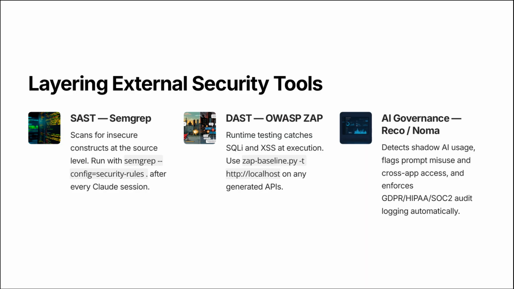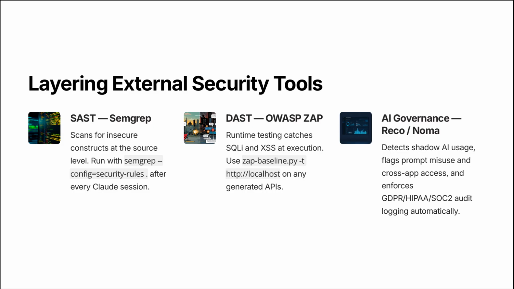Firstly, we have static application security testing, or SAST, which is exemplified by tools like Semgrep. Semgrep scans for insecure constructs right at the source level. It's a good practice to run Semgrep with the security rules configuration after each Claude session.